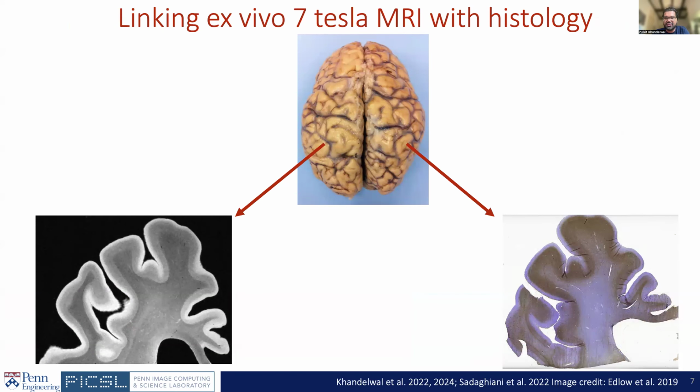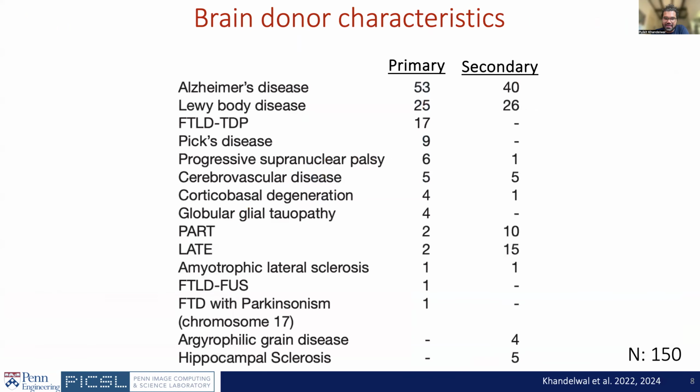Here at Penn, during the autopsy of a specimen, one hemisphere was fixed in formalin and then imaged using 7 Tesla MRI. The non-imaged hemisphere of each brain, that is the contralateral tissue, underwent histological processing for neuropathological examination.